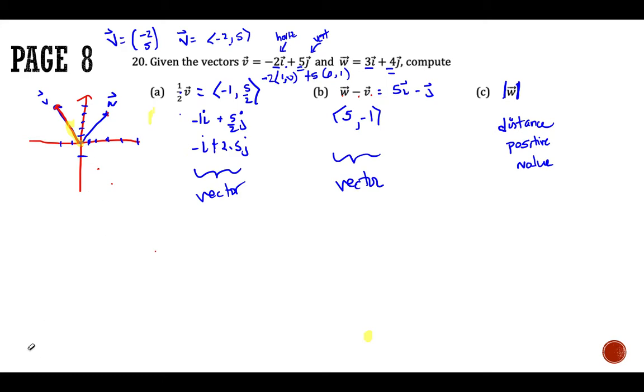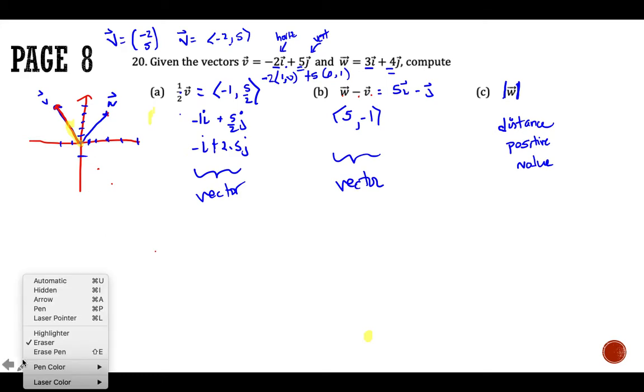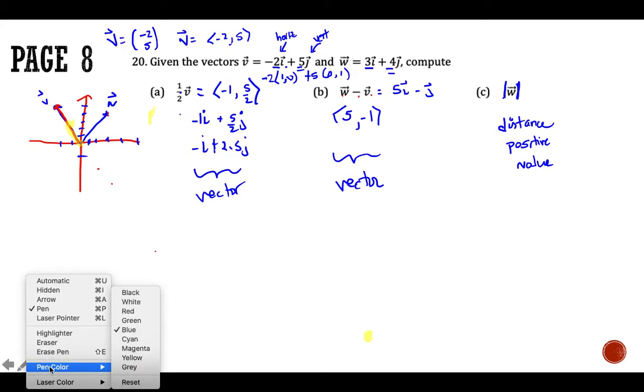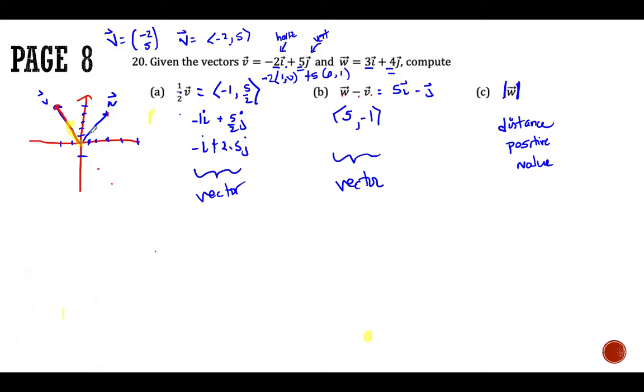So I just want to know the length of vector V. So the length of vector V, this entire length, how long is that?